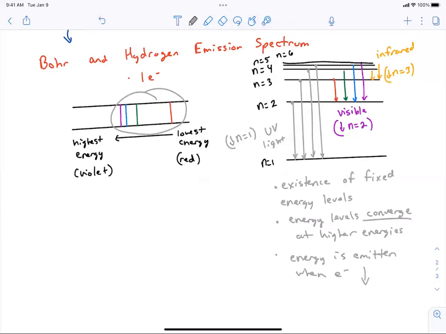Questions? So can you simplify that, converge? Converge means to get closer and closer. So like n equals 6 and n equals 5 are closer to each other than n equals 5 is to n equals 4. So yeah, the gap should be smaller in energy.